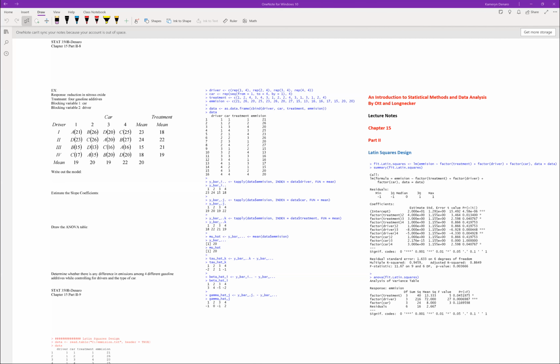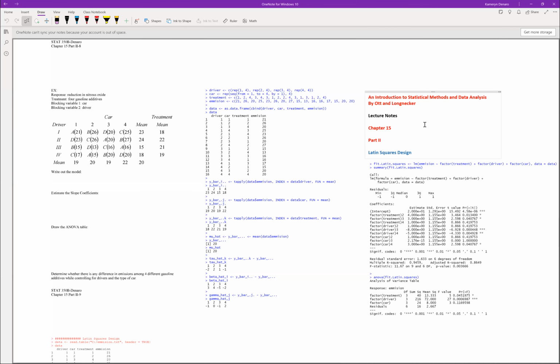Hello, everyone. We're working through An Introduction to Statistical Methods and Data Analysis by Ott and Longnecker. Chapter 15, part 2, Latin squares design.